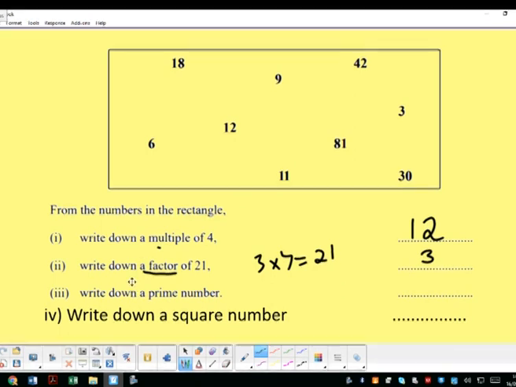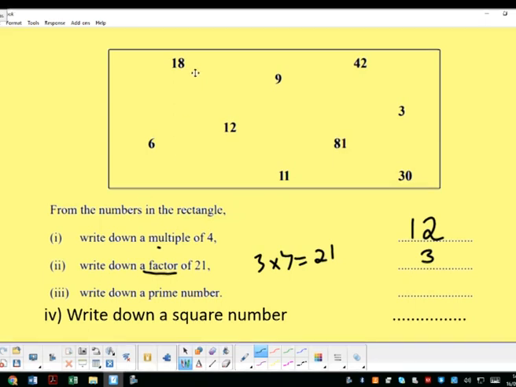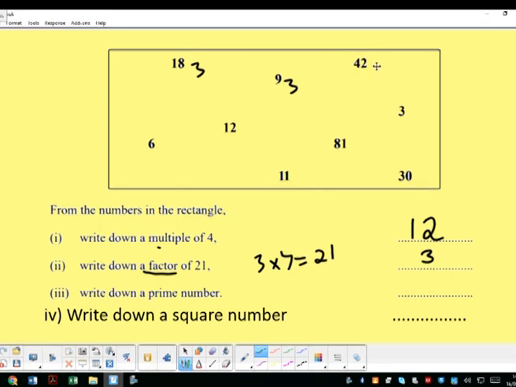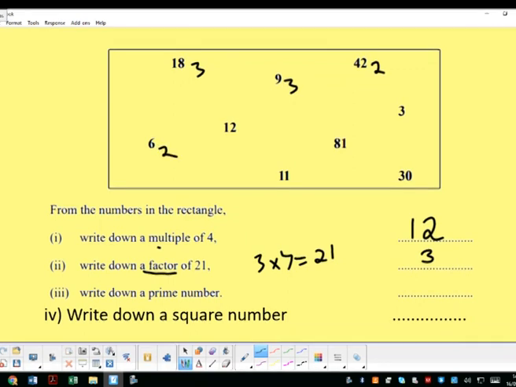A prime number, so remember a prime number is a number that only has 2 factors, one and itself. So any other number that goes into these numbers means they can't be a prime number. So if it has another factor, 18 has got 3 in it, can't be. 9's got 3 in it. 42 has got 2 in it. 6 has got 2 in it. 12 has got 2 in it. 81 has got 9 in it. 30 has got 10 in it. So none of those can be prime numbers.